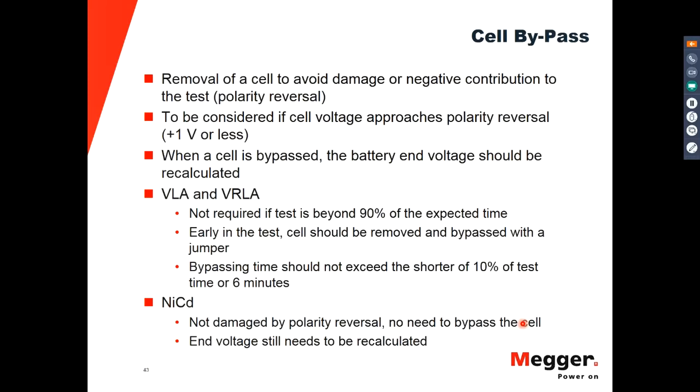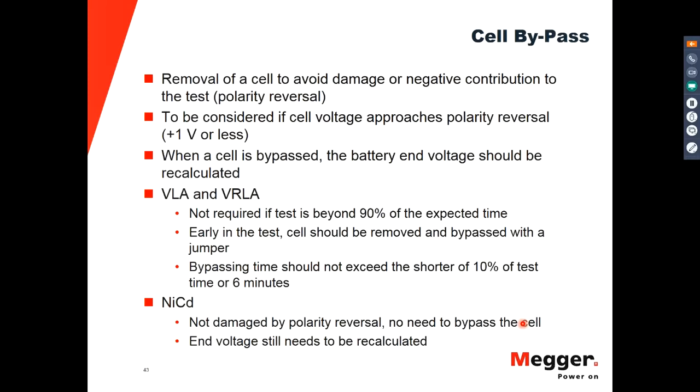Then this bypass should be considered if the cell voltage approaches the polarity reversal, which is around +1 volt, or if it goes below that. And when the cell is bypassed, the overall battery end voltage should be recalculated. You are removing a little bit of voltage from that end voltage, so you need to recalculate it.